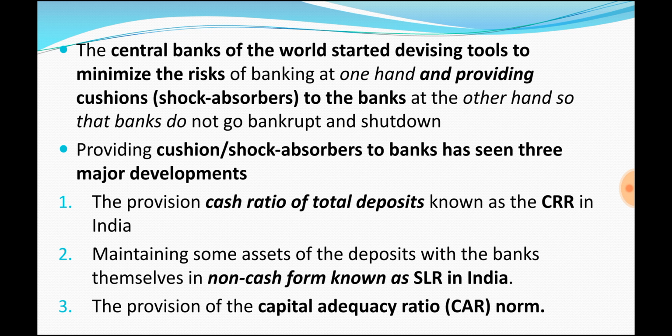One is the cash ratio. In fact, if a bank gets 100 rupees as deposit, it has to maintain some amount of that 100 rupees as a cash ratio. It cannot lend the entire 100 rupees. It has to maintain some amount as cash reserve ratio.